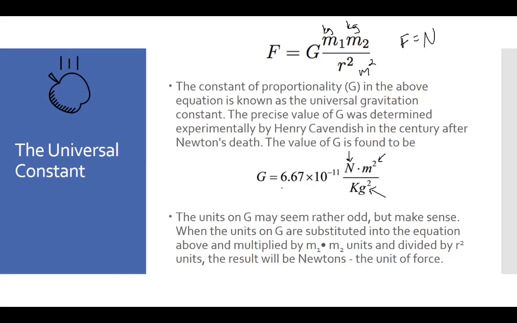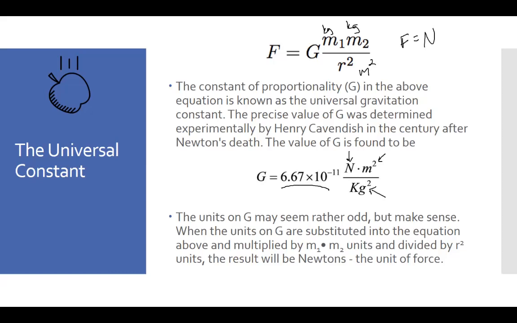So experimentally, this was determined, and it's 6.67 times 10 to the negative 11th. All right. You'll never really need to memorize that for me, but it's a good number to know. So the gravitational constant G is 6.67 times 10 to the negative 11th Newton meter squared per kilogram squared.